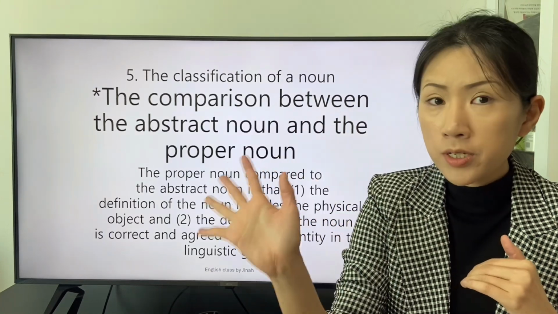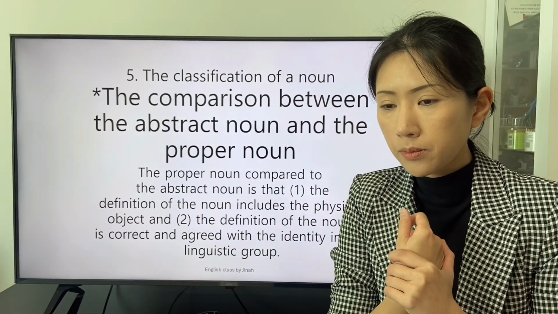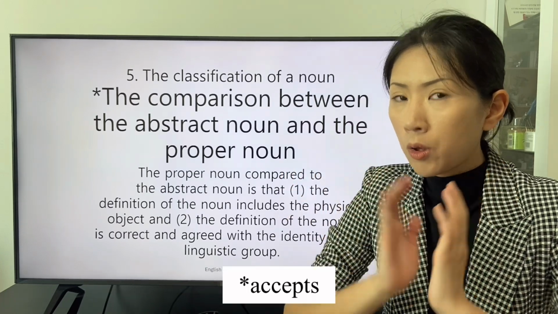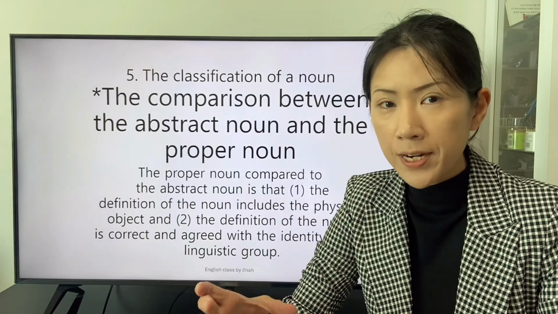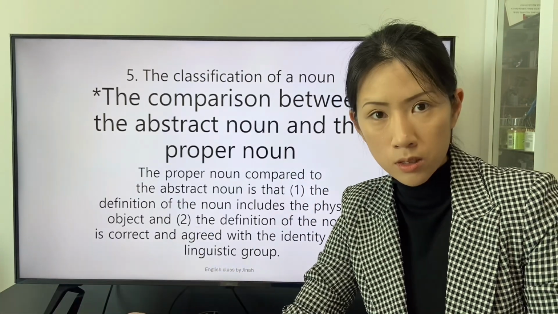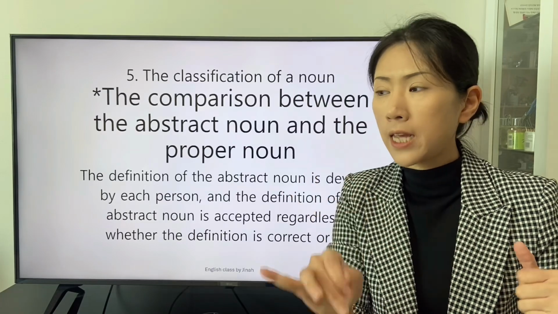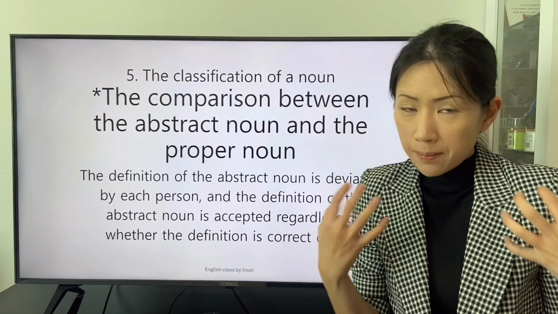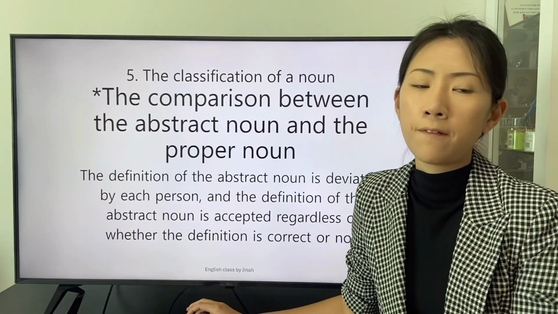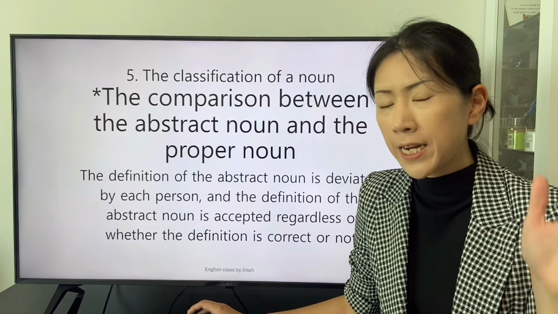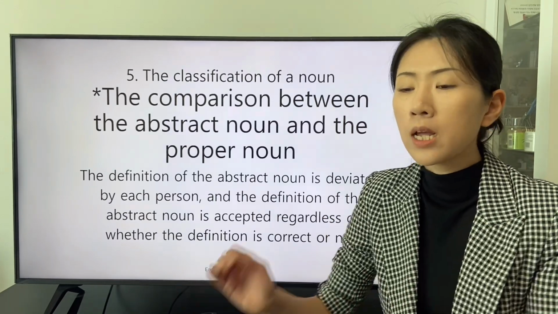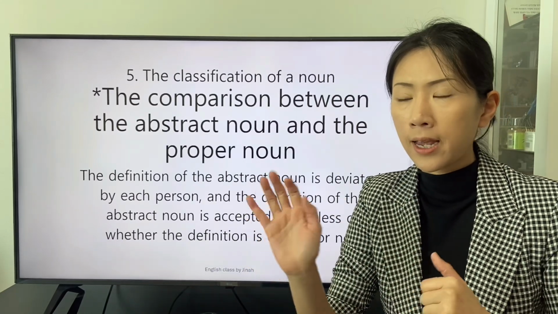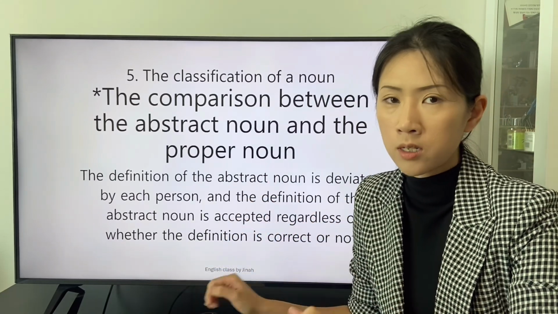Each person in a linguistic group has the correct definitions to define the proper noun. The definition of the abstract noun is accepted regardless of whether the definition is correct or not. But the definition of the proper noun is all correct and all agreed in the linguistic group.